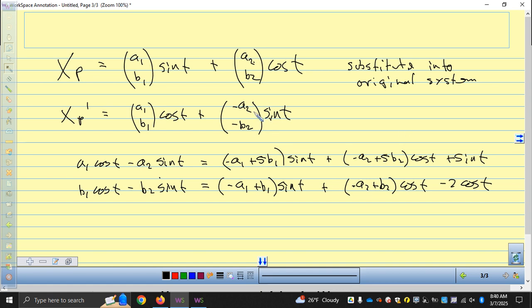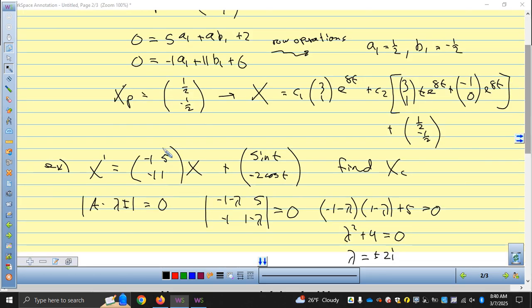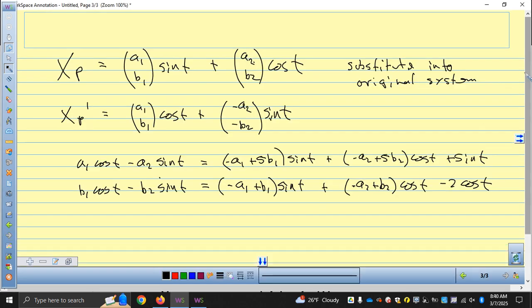And again, this is coming from multiplying this. We could write this out as a1 sine t, b1 sine t, a2 cosine t, b2 cosine t. Multiplying that by this matrix, and then adding the sine t and the negative 2 cosine t.